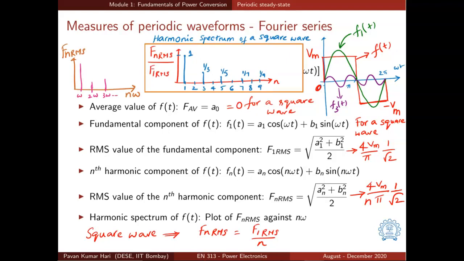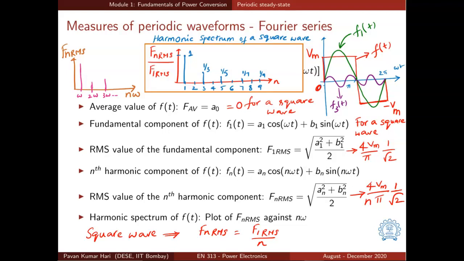Having known the magnitudes of different harmonic components, we can plot them against the frequency. One example here, a generic example, is F_n RMS versus n omega. This plot shows the magnitude of each harmonic versus a particular frequency, omega, 2 omega, 3 omega and so on. Such a plot is known as a harmonic spectrum. The harmonic magnitudes and frequencies can also be normalized with respect to the fundamental and plotted as a harmonic spectrum. For example, here we show the harmonic spectrum of a square wave, where F_n RMS divided by F1 RMS is plotted against n.